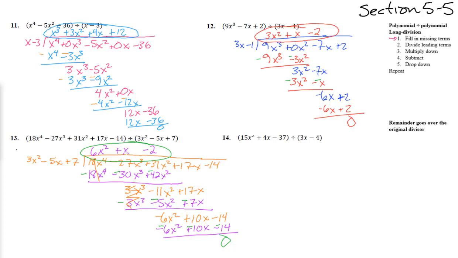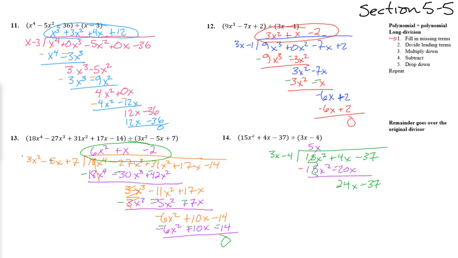Here we have 3x minus 4 goes into 15x squared plus 4x minus 37. I don't think this one's going to go in evenly, but let's give it a shot. 3x goes into 15x squared 5x times, that gives us 15x squared minus 20x. And now we subtract, so that leaves us with that's gone. 4 minus a minus 20 is a positive 24x. Bring down the negative 37.